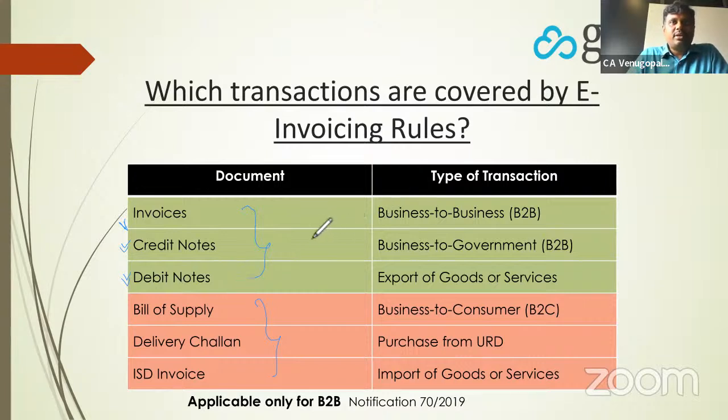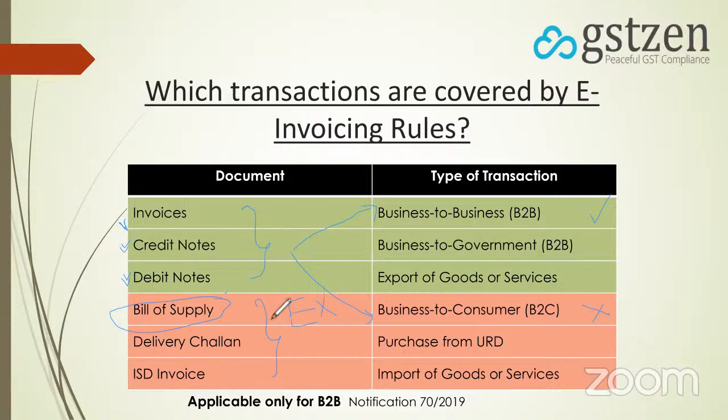Second, if an invoice is issued to a B2B, e-invoice is applicable. If the invoice is issued to B2C, e-invoice is not applicable. That means for supply transactions between B2B, e-invoice is applicable. Between B2C, it is not applicable. Next, e-invoice is applicable only for a tax invoice. A bill of supply would be issued for an exempted supply, so e-invoice is not applicable for an exempted supply.